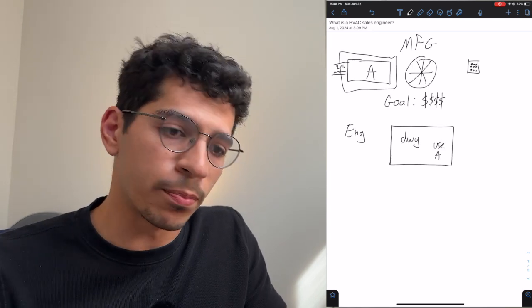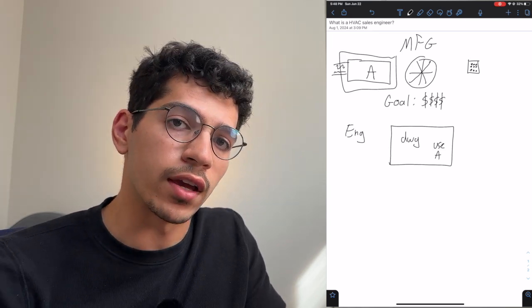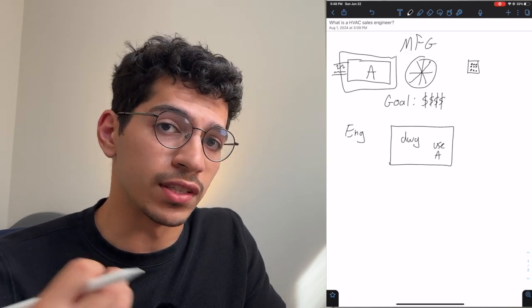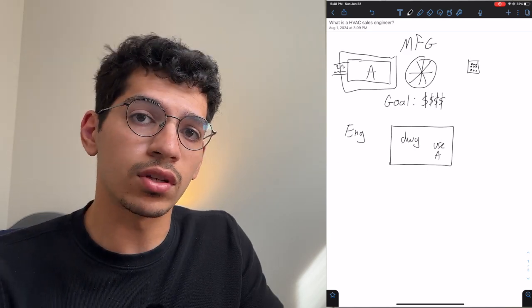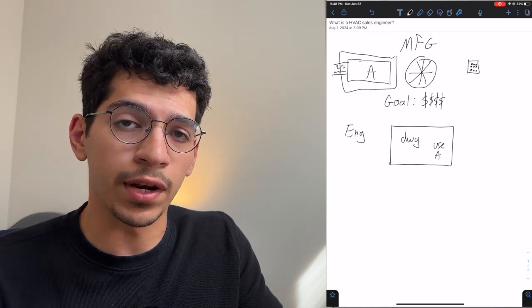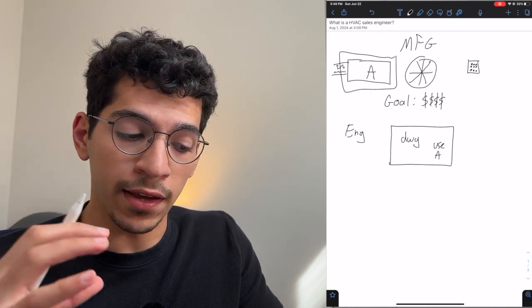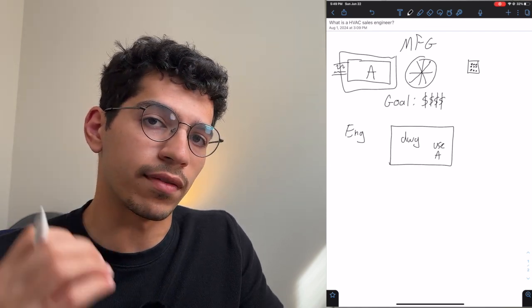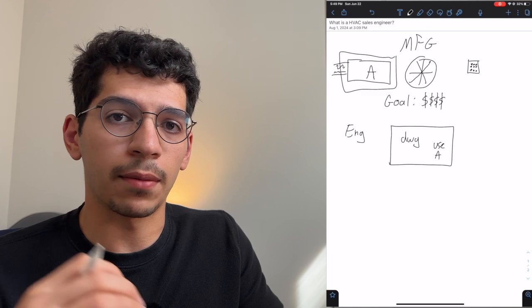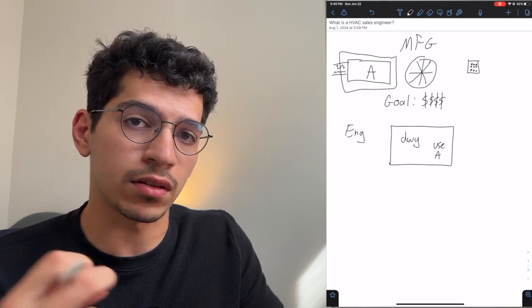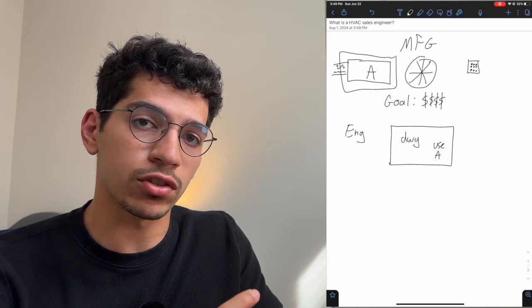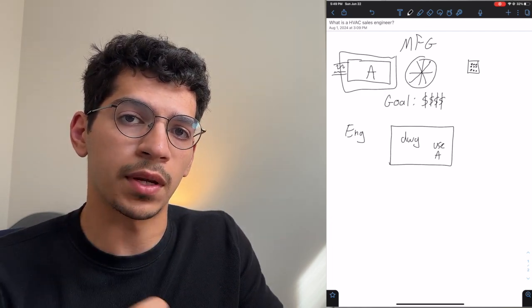And when an engineer puts manufacturer A on the drawing, that means that manufacturer A is the basis of design. And if you get into this industry, you're going to hear this word a lot. It's very important. Again, if the engineer specifies or uses a certain manufacturer on the drawings, that means that manufacturer is the basis of design. The project is designed around this manufacturer and the specifications of this manufacturer.